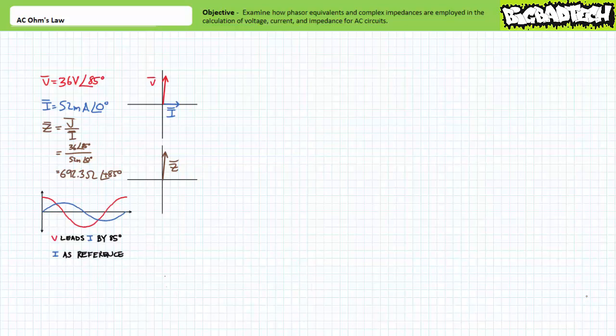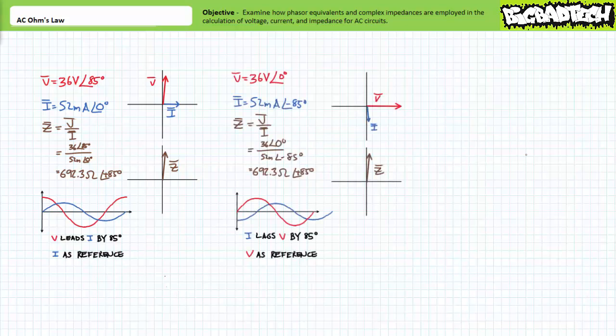Recall we initially set up our phasor equivalence as I equals 52 milliamperes at an angle of 0 degrees and V equals 36 volts at an angle of positive 85 degrees because we stuck with the given condition that voltage leads current by 85 degrees. What if we wanted to employ the equally valid description that current lags voltage by 85 degrees? Using this description, our phasor equivalence would be V equals 36 volts at an angle of 0 degrees and I equals 52 milliamperes at an angle of negative 85 degrees.